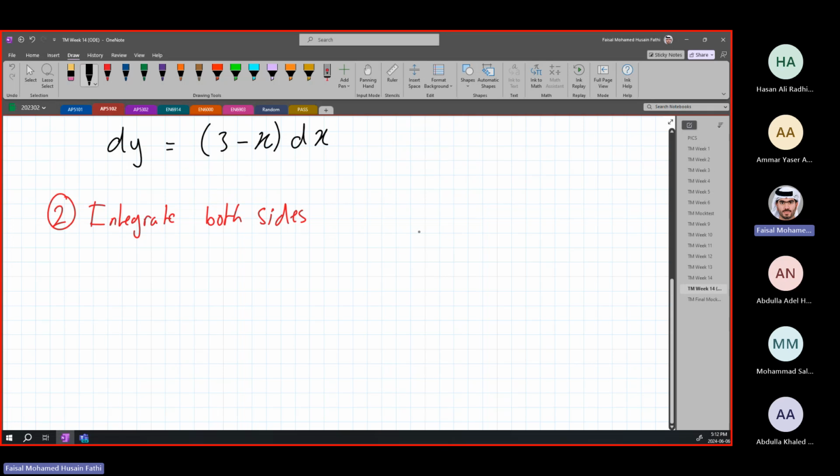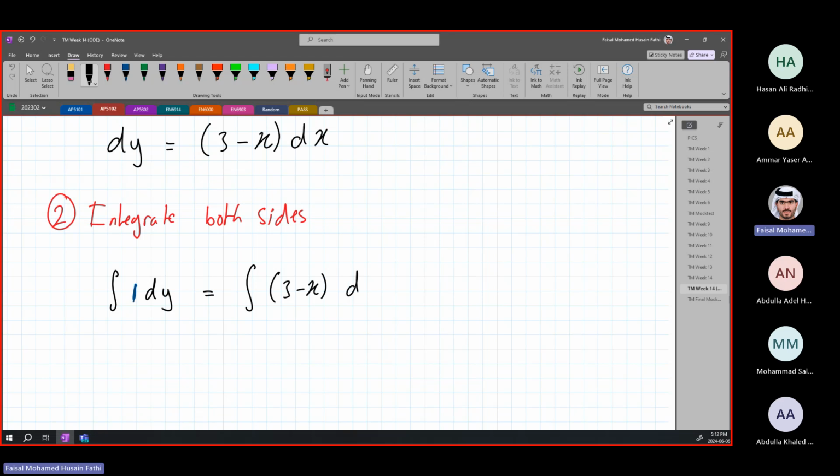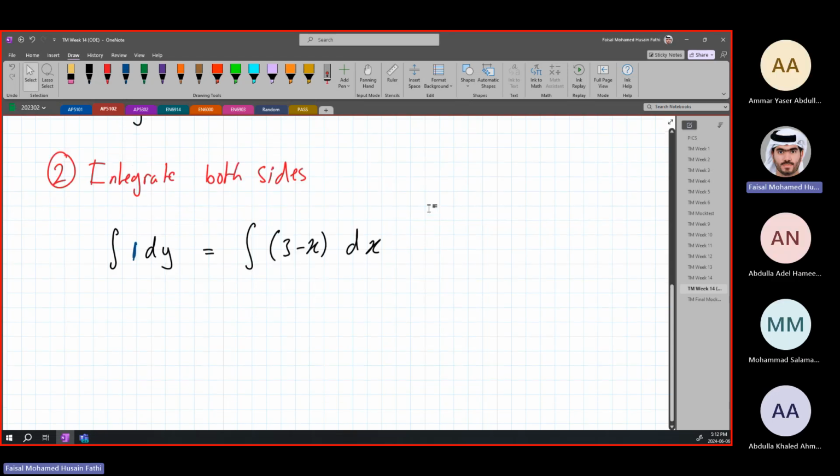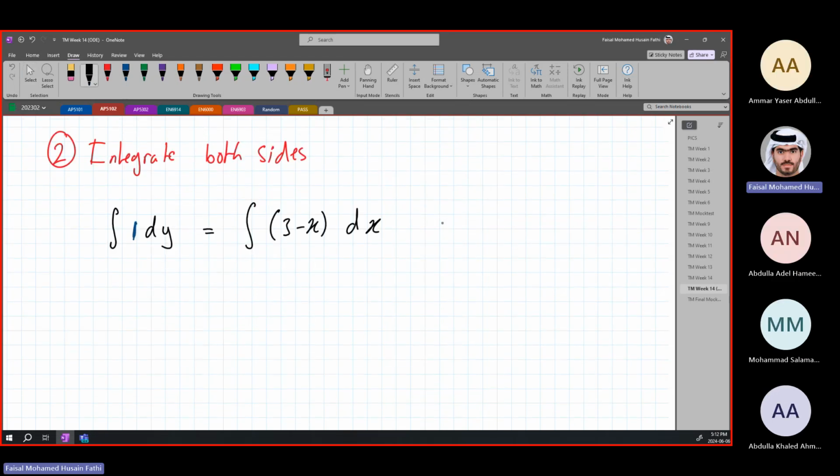So the integration of dy, this is also the integration of 1 times dy. All right, so it's the integration of 1 is equal to the integration of 3 minus x dx. All right, and then you just do your integration. So for 1, a constant, the integration of a constant is simply just y equals, why is it y? Because here we have integration in terms of y, because we have dy. Meaning the integration will be equal to y.